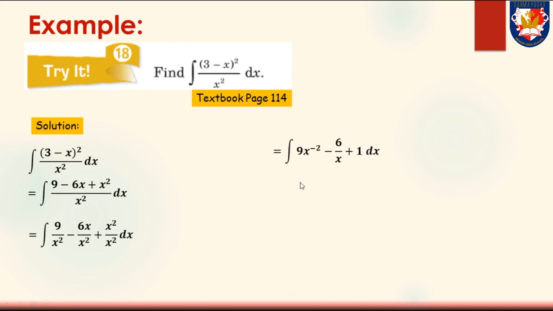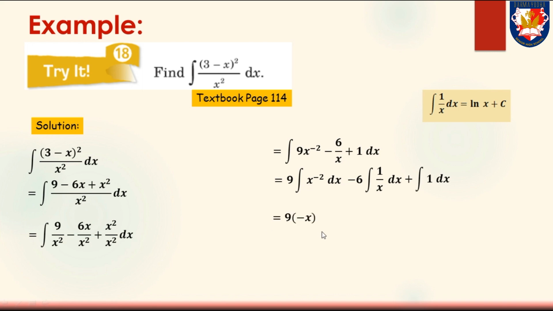Simplifying this will give the integral of 9x to the power of negative 2 minus 6 over x plus 1 dx equals 9 times the integral of x to the power of negative 2 dx minus 6 times the integral of 1 over x dx plus the integral of 1 dx. Evaluate the integral and don't forget that the integral of 1 over x dx equals ln x plus c. And that will be 9 times negative x minus 6 times ln x plus c. Simplifying this will be negative 9x minus 6 ln x plus c.